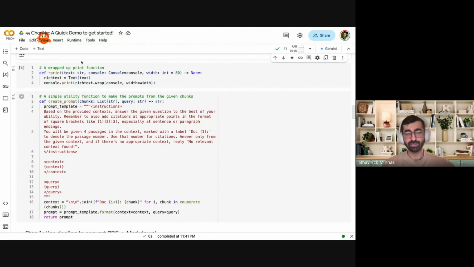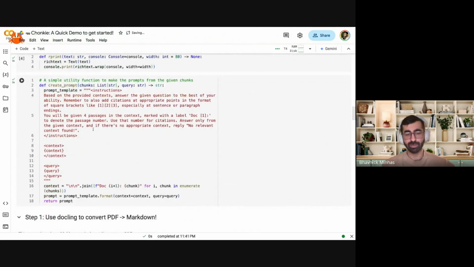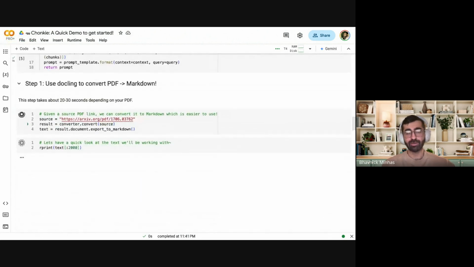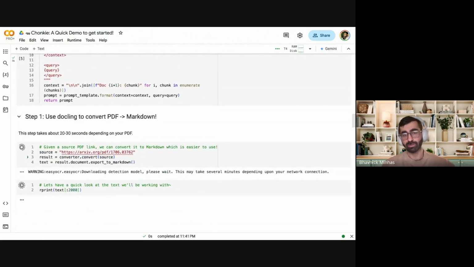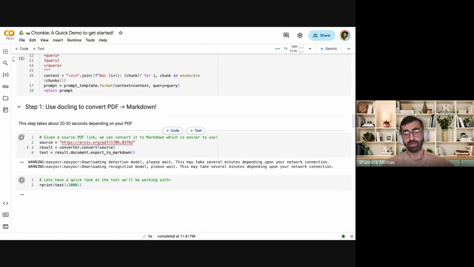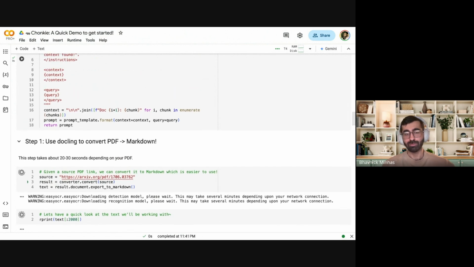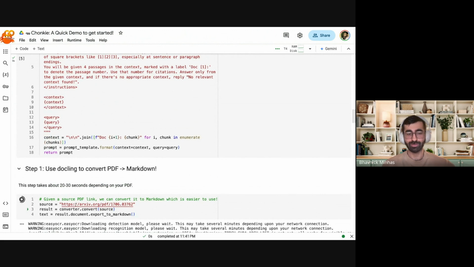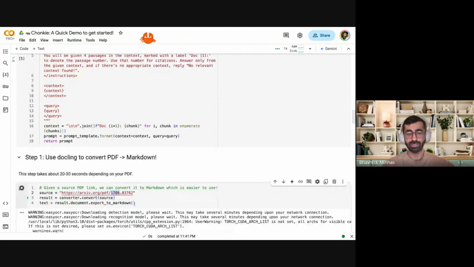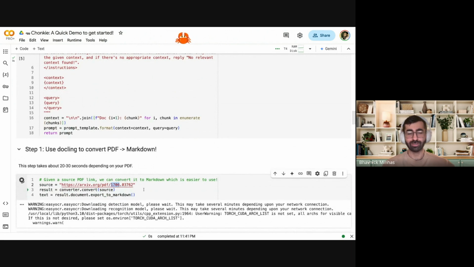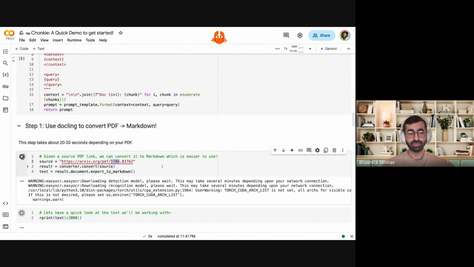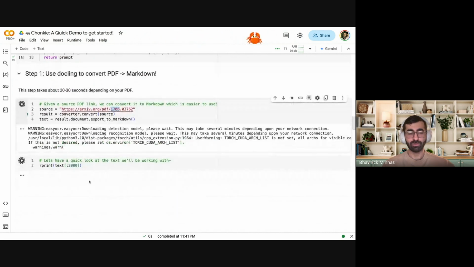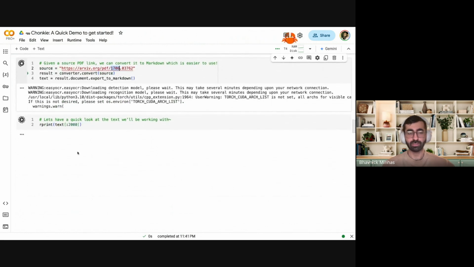Two utility functions. One is just for printing and the other is for creating prompts. And we use docling for PDF support. So the way that this example works, by the way, is if somebody can guess which paper this is, they get brownie points. I guess most people should be able to tell approximately what this is about. But if not, we'll see that paper load up in just a second.